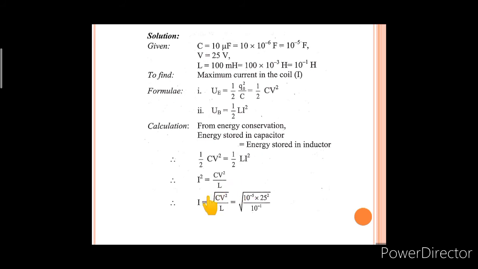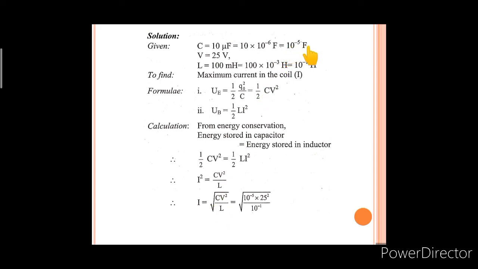Now as we have to calculate the value of maximum current I in the coil, we have to take the square root on both the sides. So I square, its square root will be I, and CV square upon L, its square root will be square root of CV square upon L. So we can say I is equal to square root of CV square upon L. After this we have to substitute the values.